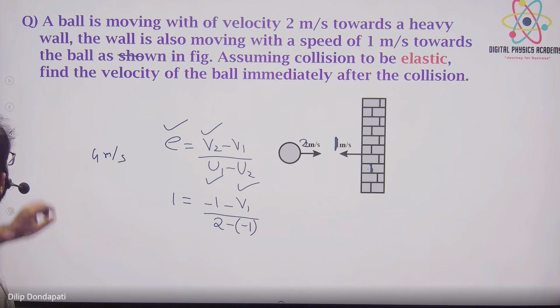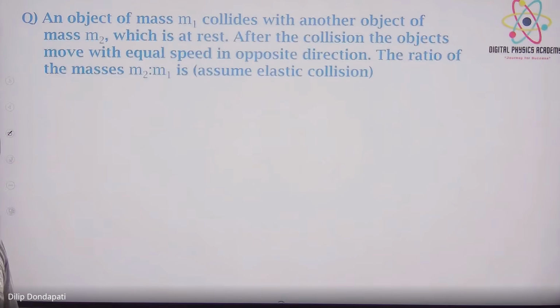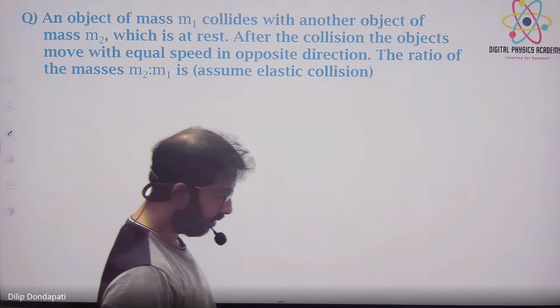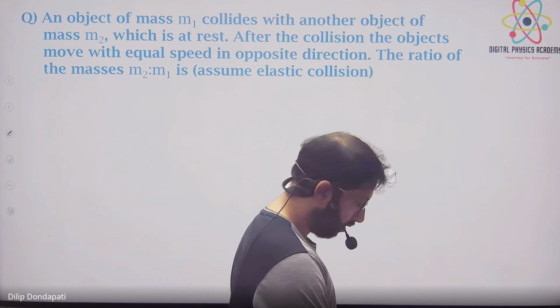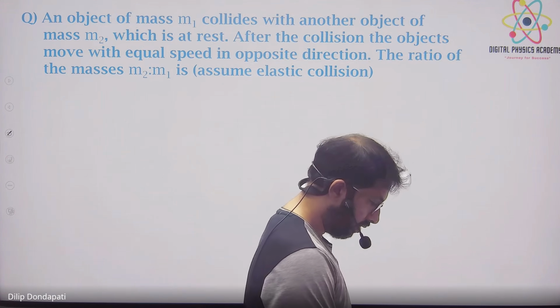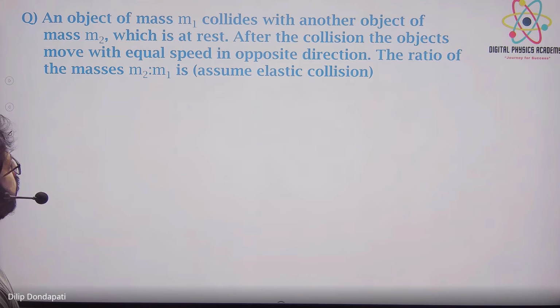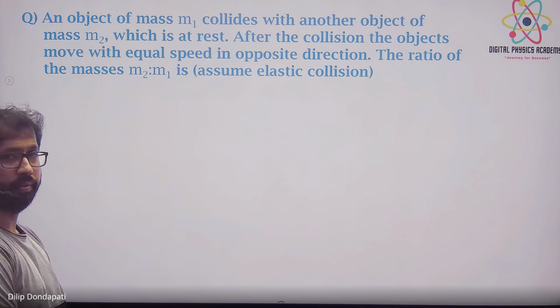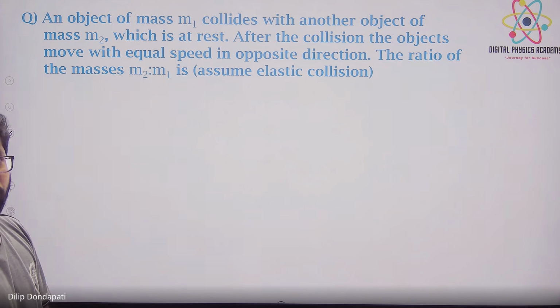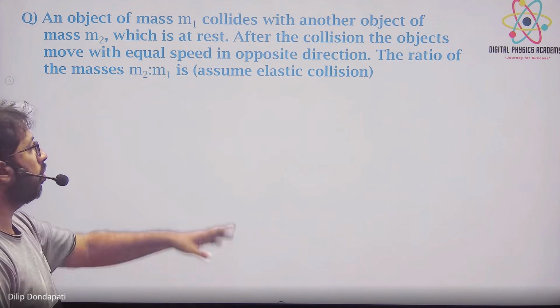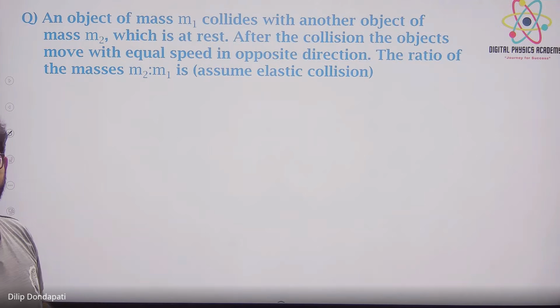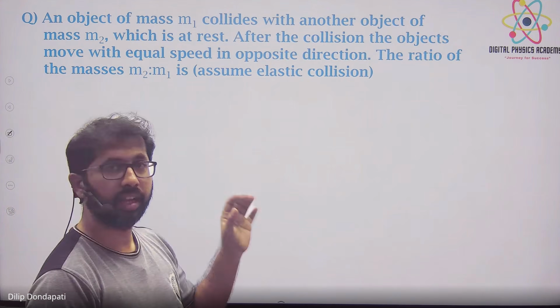Next, do this JEE Mains question, let's see who will do it. An object M1 collides with another object M2, which is at rest. After collision, the objects move with equal speed in opposite directions. The ratio of the masses will be? Whenever they don't mention anything, you can take it as an elastic collision.